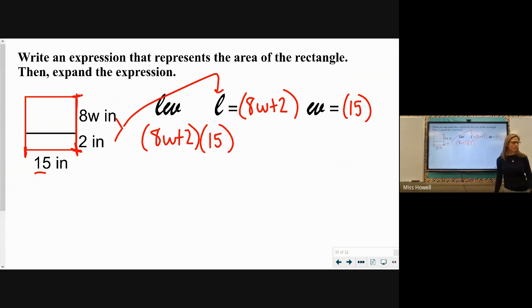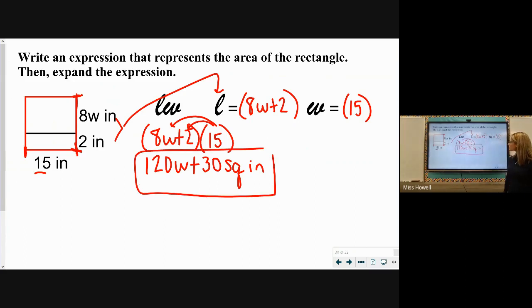All right, to get our simplified version, expand using the distributive property. All right, 15 times 8W and 15 times 2 will give us our simplified version here. 120W plus a 30 square inches. Good final simplified expression to represent the area of that rectangle.